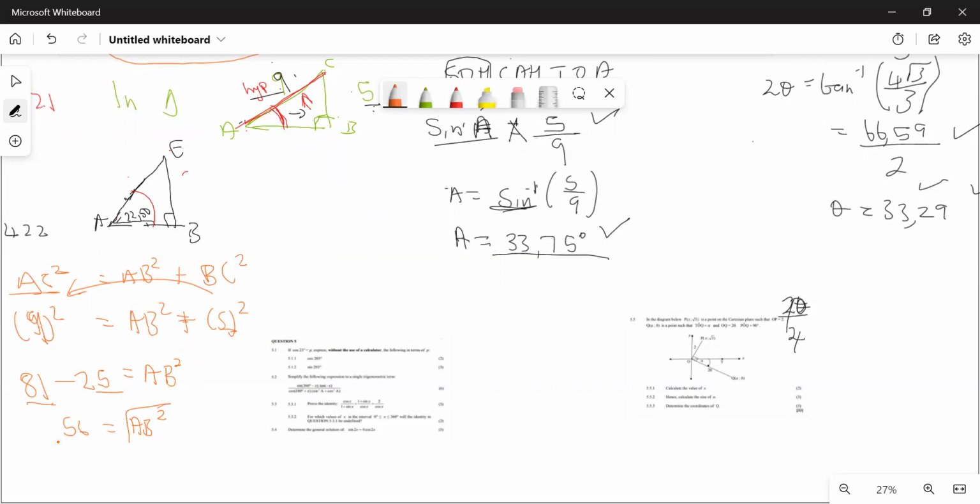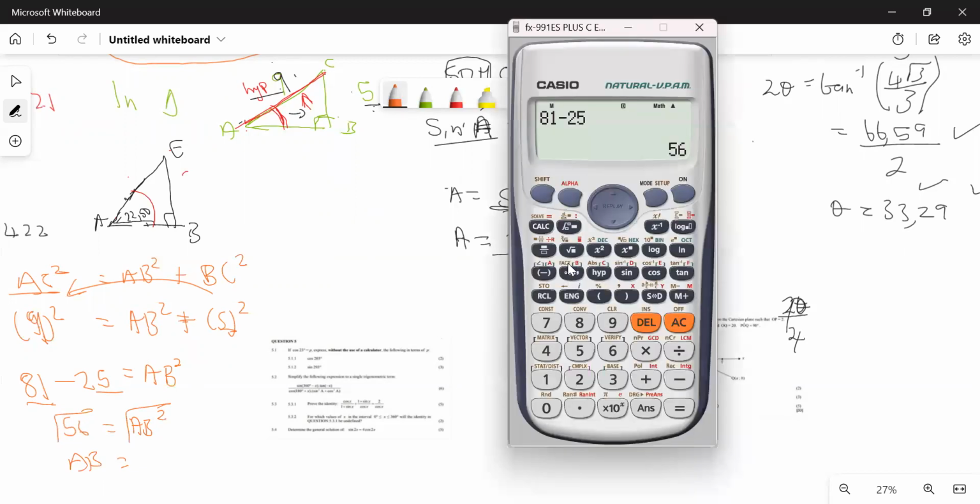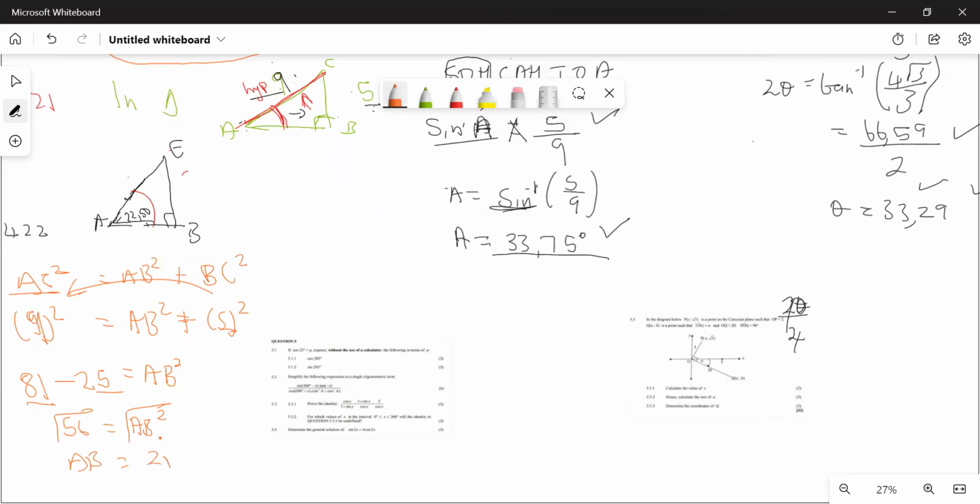Let's take the square root on both sides. AB is going to equal the root of 56, and our answer gives us 2 root 14. Let's put it here. This is 2 root 14, and this other side is also 2 root 14.